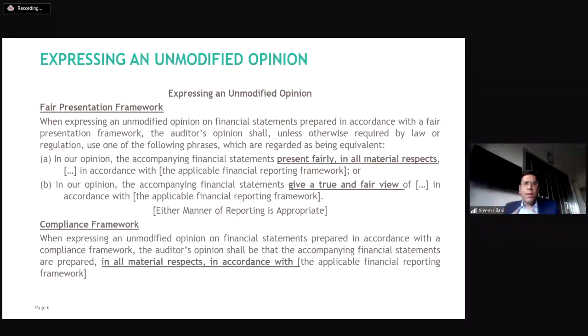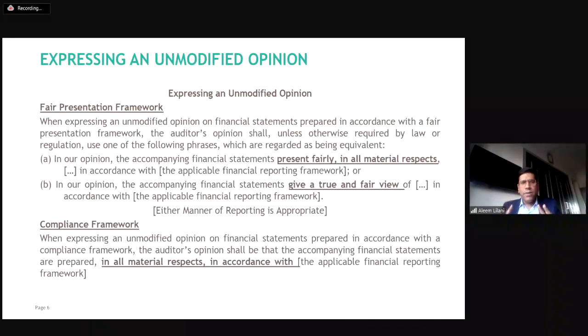One of the very common understandings required is that there are two frameworks that work. One is a fair presentation framework and one is a compliance framework. When you look at a fair presentation framework, the word itself, fair, denotes the true and fair view that we always speak about. So the Companies Act requires us to provide an audit report on the financial statements to give a true and fair view. So we are largely dealing with a fair presentation framework.